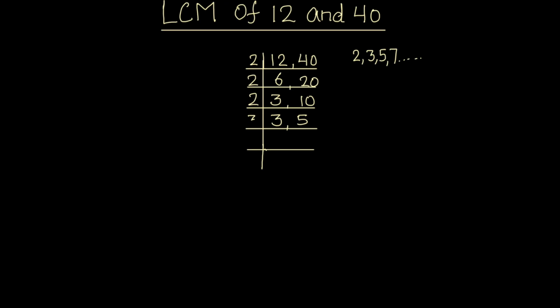So first we'll use 3 to divide 3. 3 times 1 is 3 and 5 will be as is. Now 5 times 1 is 5. So both the numbers are fully divided.